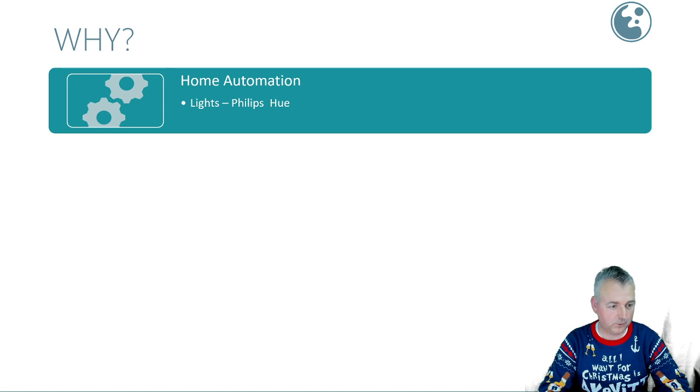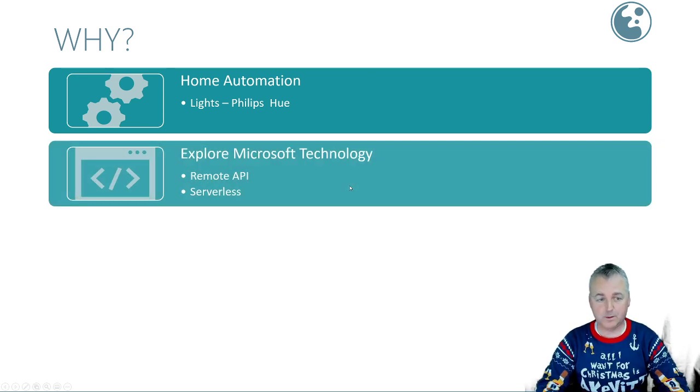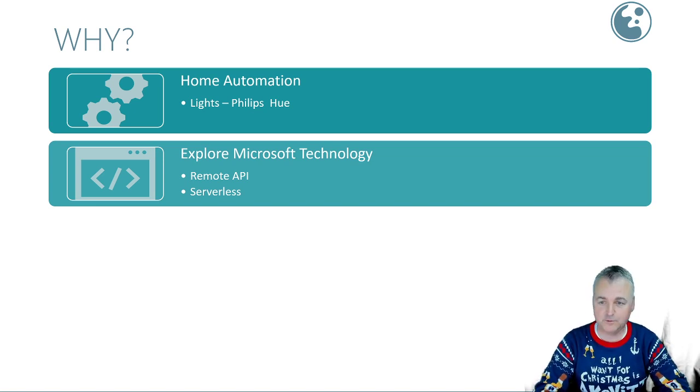And Philips Hue lights, for example, are a great source for automation. And there are a lot of built-in functionalities you can use in the official Philips Hue app in itself. And you can integrate with other solutions as well. So that brings me to the second point. How can I use Microsoft technology for that automation?